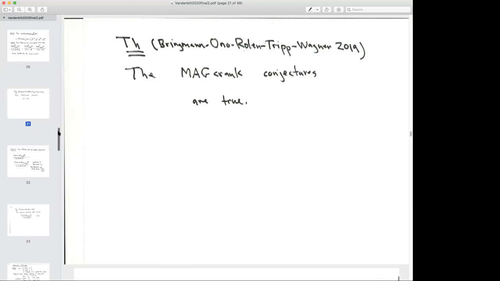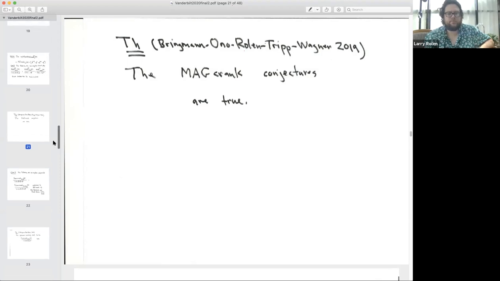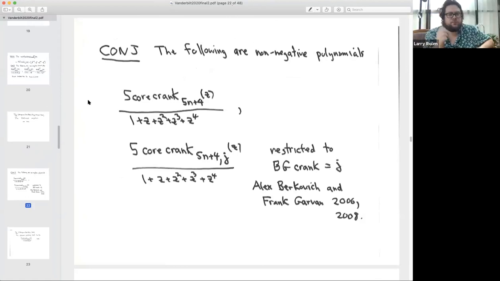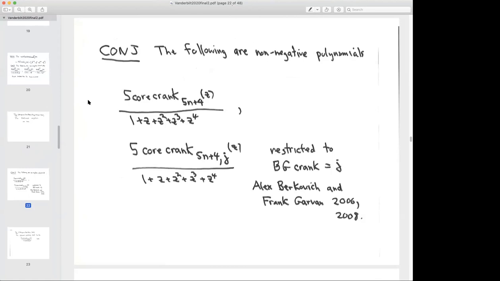Well, last year. Positive, but you haven't found what this 5 cycle, 7 cycle, or 11 cycle is yet. No, that's right. What about the 5 core? Well, for the 5 core, a similar theorem holds without any modification. It seems that if you divide by this version of 5, it is a positive polynomial. And then there's a restriction to something called the BG crank. It's due to Alex Berkovich and Frank Garvan. That also works too.